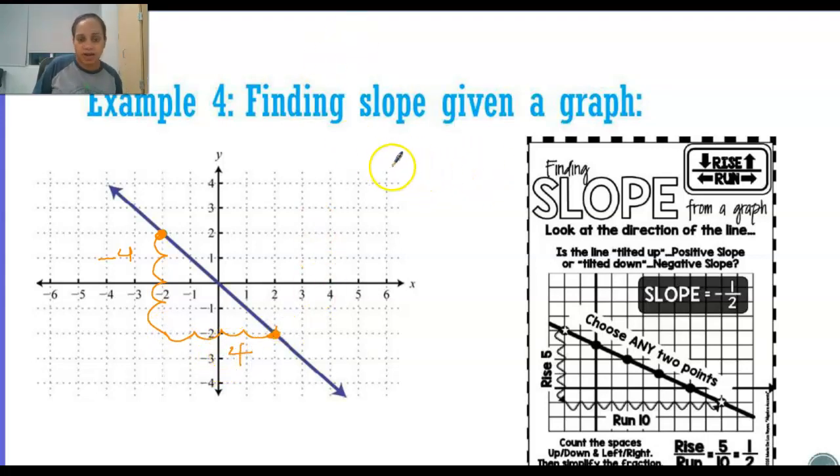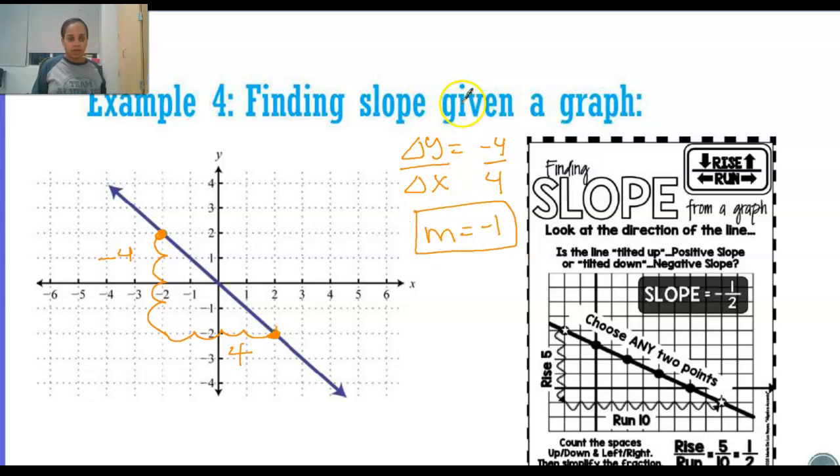So the change in my y values is -4, and the change in my x values is +4. When I reduce that, I get -1. Yes, I could have chosen different points. I could have chosen here or here. Any points that are very clear to me on the graph, you can choose.